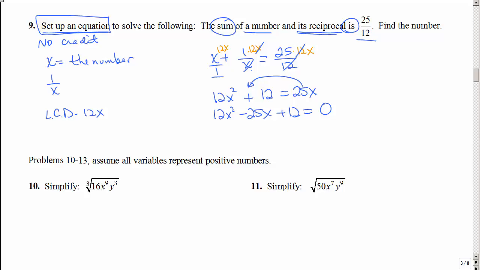And again, we have that trinomial. So whatever method, we should end up, I believe, with those numbers. Again, I'm checking to make sure I get 25 negative in the middle. And I do. So I set both factors equal to 0 and solve.